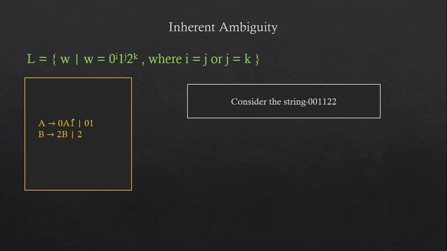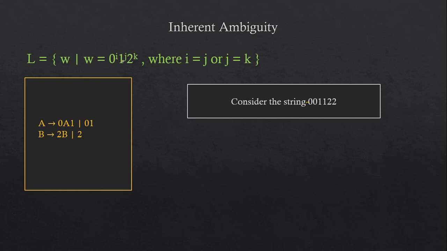So this is how I generate equal number of 0 and 1. We have already seen this in our 0 to the power n, 1 to the power n example. And b is just going to be 2 star. We have already seen that too. So these two, if I combine them a little later, let's look at this part here.